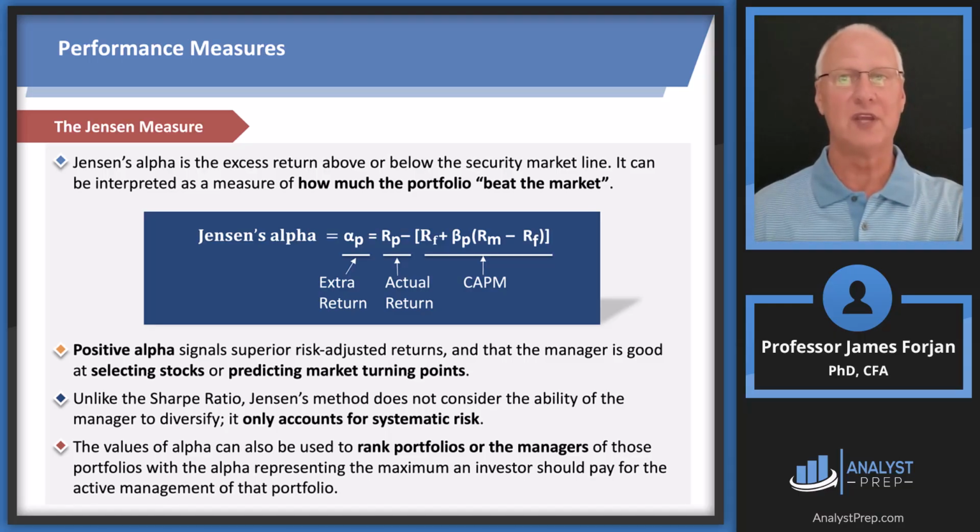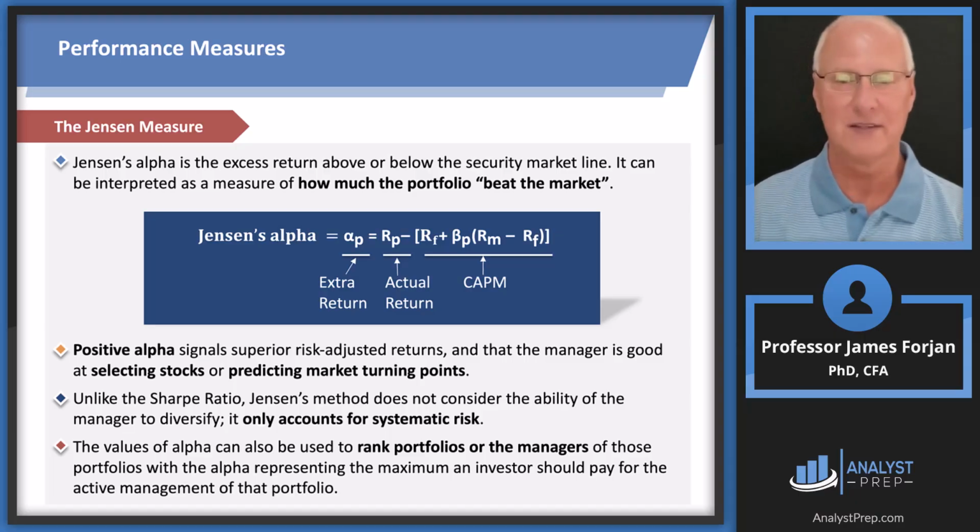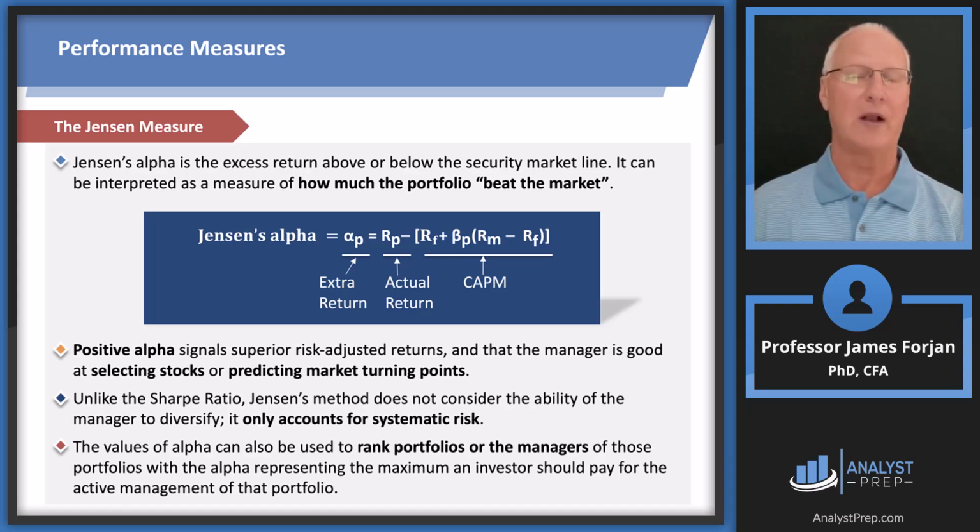Look down at that bottom diamond point. A lot of times we take this Jensen's alpha, and I do this with my students in the investments class. I give them an assignment, and they have to go out and find some good mutual funds for a particular client. And I tell them, whatever you do, don't come back with a mutual fund that has a negative alpha.